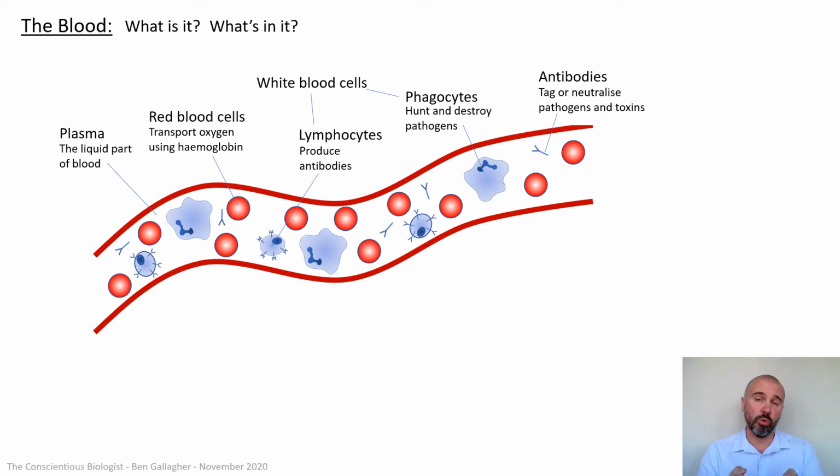Antibodies in the blood can also, of course, work as antitoxins by binding to toxins and chemicals that might be released by the pathogens that are making you ill. Or indeed, if you think back to the lesson on monoclonal antibodies, the antibodies could work as antivenoms, binding to the toxins of snake bites or spider bites. So it could be used as an antivenom.